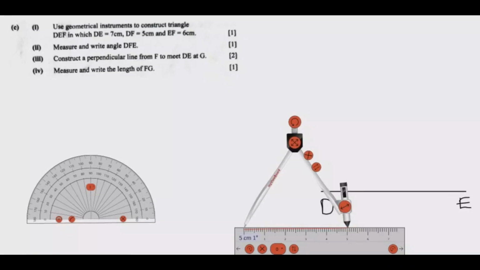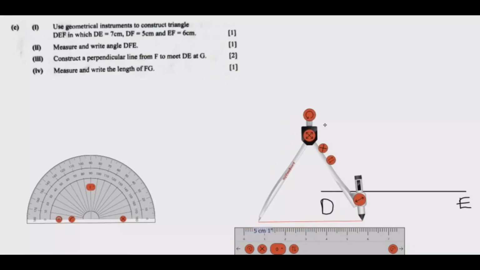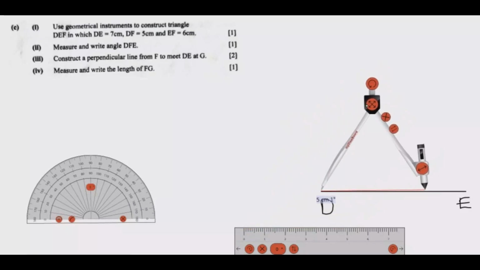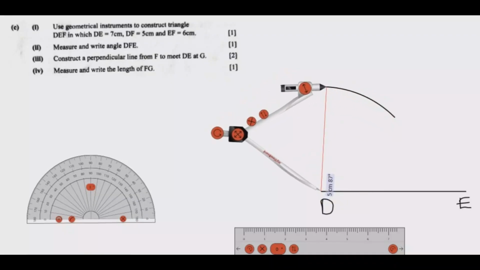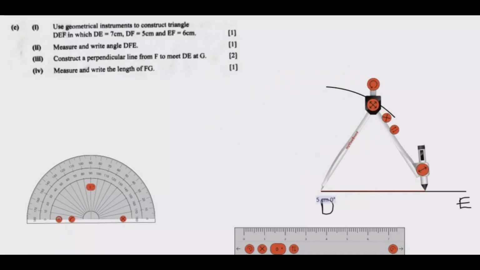Remember, you can see the reading here, it's saying 5 centimeters. That means I've got the exact 5 centimeters. So next I make sure that I put the metal pointer here at the exact end. Then I move this and then I draw a line. Once I've done that, that means now I've drawn the point for 5 centimeters.